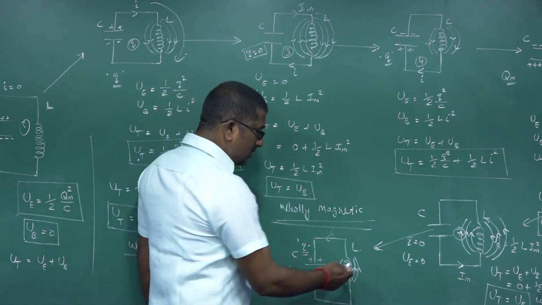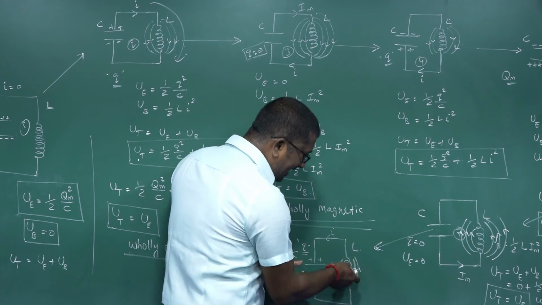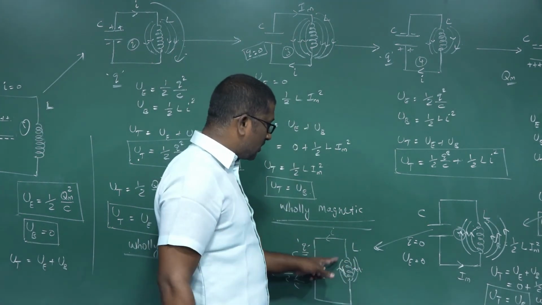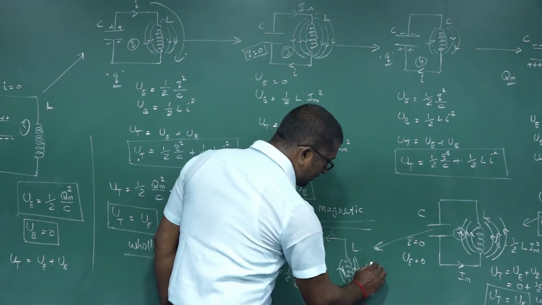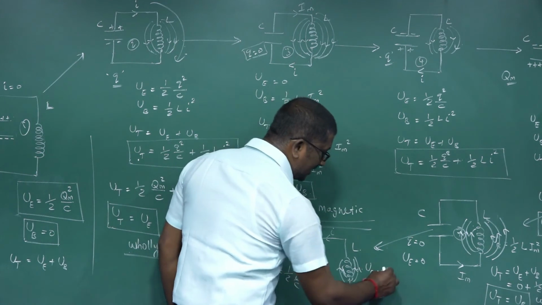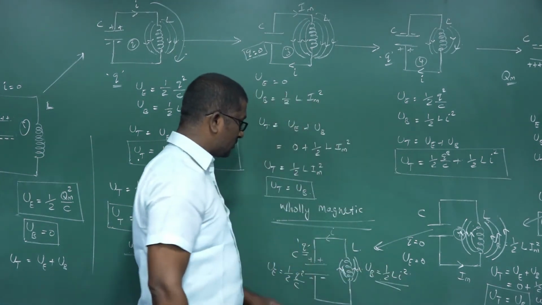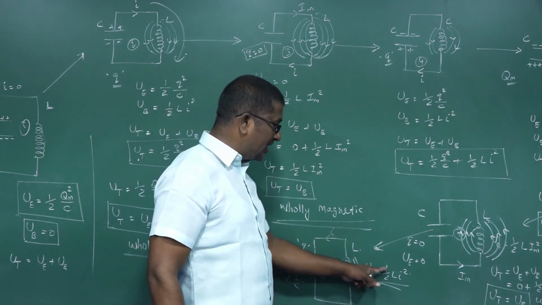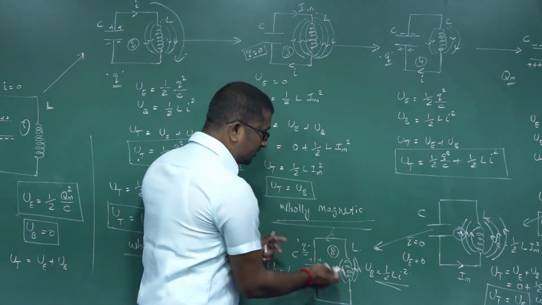by 2C. Here the magnetic field gets collapsed, so the amount of energy in the inductor gradually decreases. The remaining energy is stored in the capacitor. The energy in the inductor is called magnetic energy. It is given by half L I square. So electrical energy is half Q square divided by C, and magnetic energy UB is equal to half L I square in the 8th state.